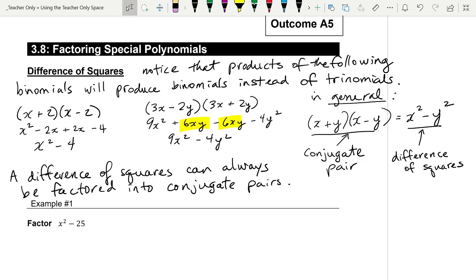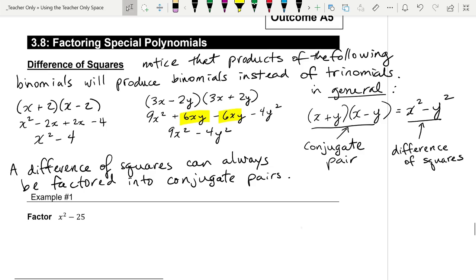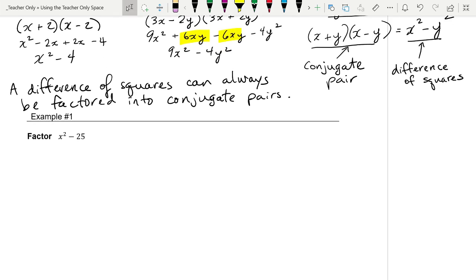All right, ready? X squared minus 25. I can factor that into the conjugate pairs x plus 5 times x minus 5. And if you don't see right away why that works, FOIL it out, right? X times x would be x squared, and outside times outside would be minus 5x, inside times inside would be plus 5x. The minus 5x, the plus 5x, they're going to cancel.